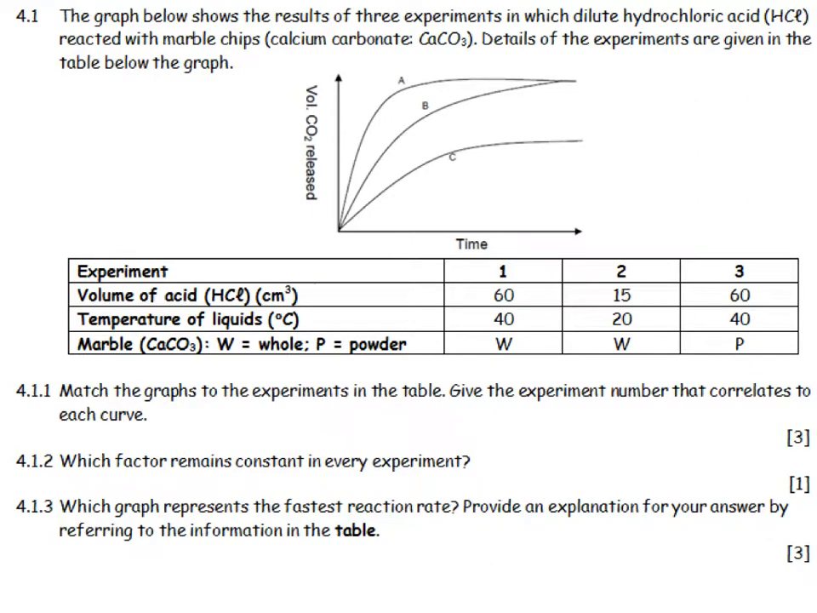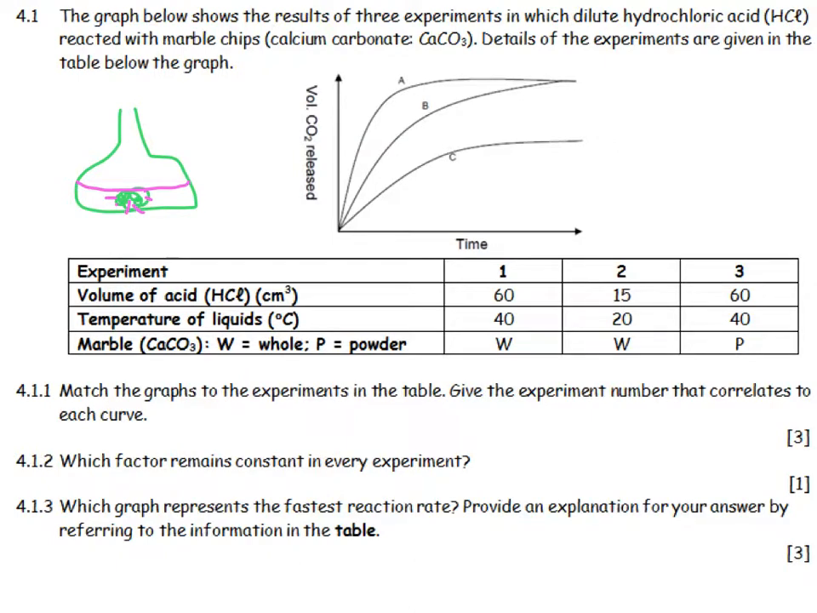The graph below shows the results of 3 experiments in which dilute hydrochloric acid is reacted with marble chips, which is calcium carbonate. Details of the experiment are given in the table below. So each time they tell us that they use a certain volume of acid, and we know from rates of chemical reaction that when you put a different volume of acid, so they're my marble chips, if I put in 20 moles of acid, this is the reaction sites.